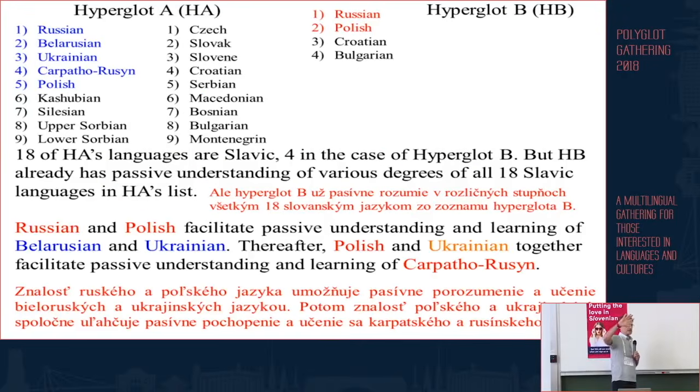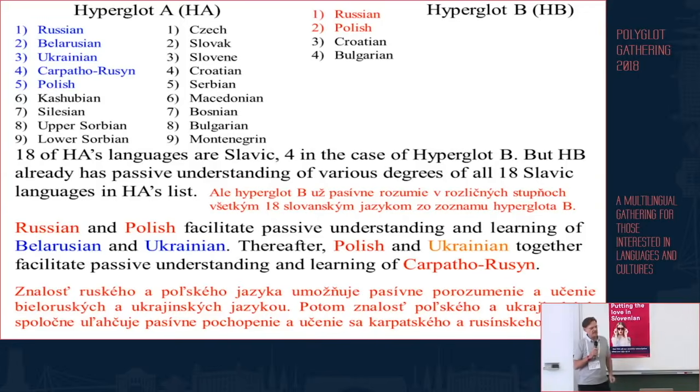Polyglot A has 10 more languages, and then I gave Polyglot B 22, but strategically it has a lot of languages which will help acquire the other ones, and that's what I'm talking about here. Okay, 18 of A's languages are Slavic, only 4 in the case of B, but look at the 4 that B has: Russian, Polish, Croatian, Bulgarian. I throw Bulgarian in there because that's the oddball with no case system, etc.